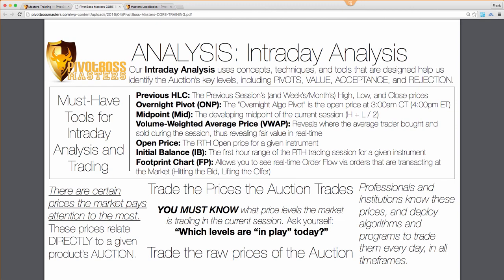The main idea here is you have to know which of these prices are at play. You have to ask yourself every morning which levels are in play today, because for the most part, it's going to be the previous high-low close. That's going to be in play early, in after hours, and early in RTH. The open price is going to be a big-time factor when the market opens. Volume-weighted average price is going to be very important if there's a significant slope to the day, so if prices are trending up or down.